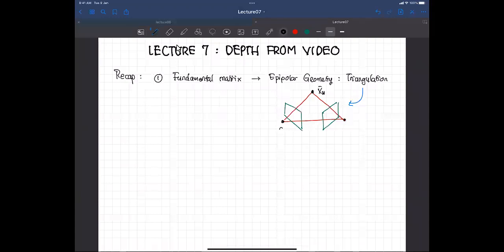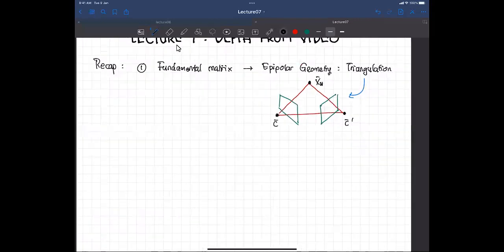The left one is called C bar, and the other one is called C bar prime. What is the name of C? Anyone? What is C actually? In this drawing, what does it represent? It represents the camera focal point. Yes, the pinhole, the camera pinhole. So that one is C and C prime.